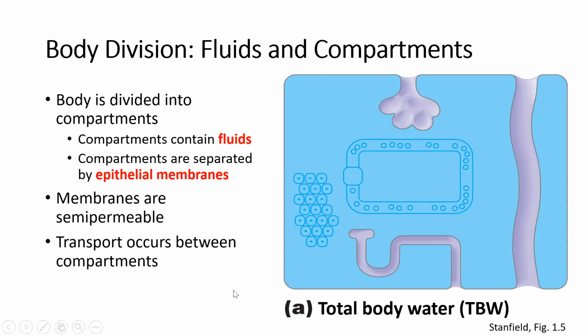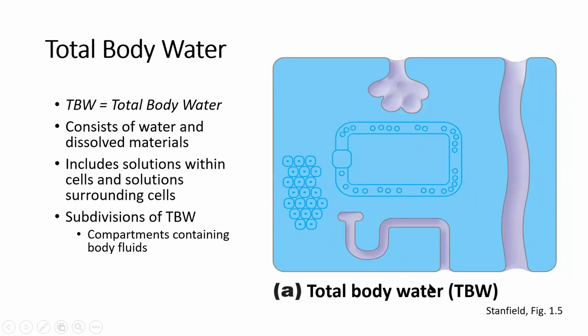And then transport can happen between these compartments as is required. Now the importance here is to maintain homeostasis, to maintain the relative proportions of these body compartments. So the first compartment is what we call total body water. Total body water is pretty straightforward. It's all the water and all the dissolved materials that are found within the body. So this is going to include inside the cells, around the tissues, and within the plasma, within the blood, within the vessels. And so we have total body water as the main container.